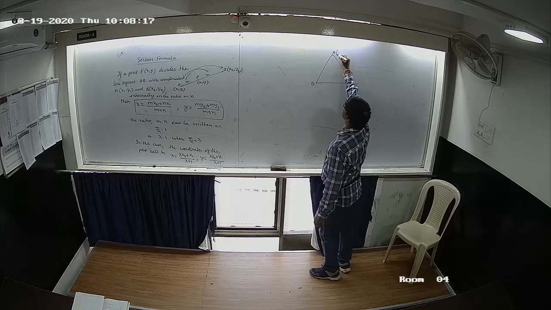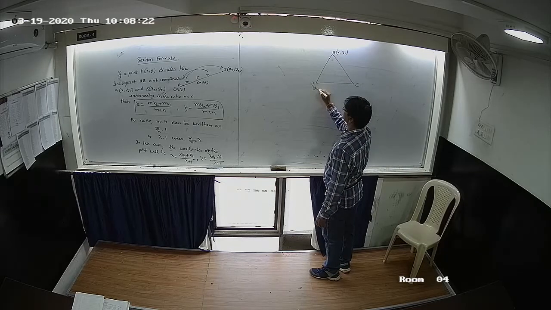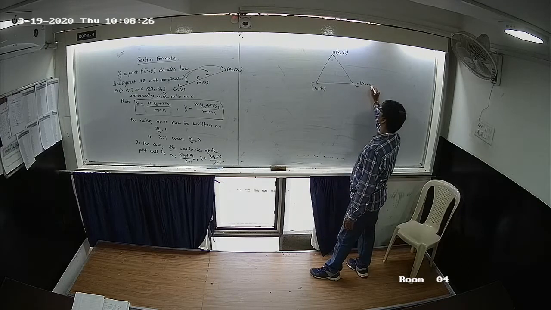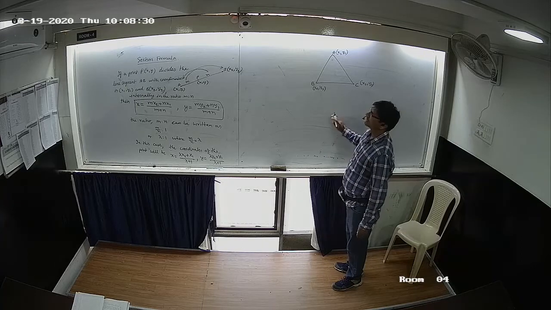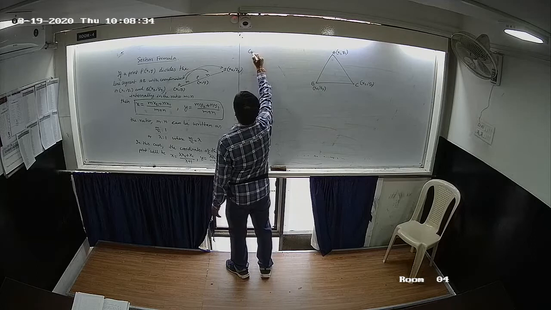With coordinates (x1, y1), (x2, y2) and (x3, y3). So we need to find out the coordinates of the centroid of the triangle.